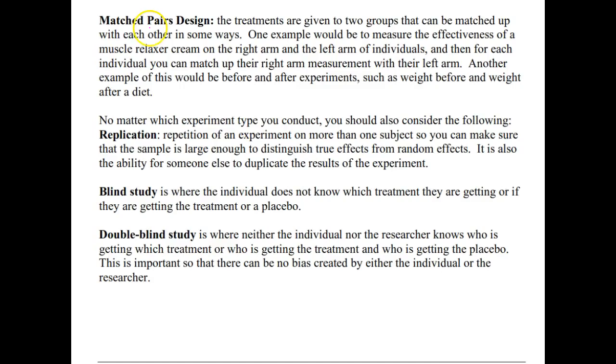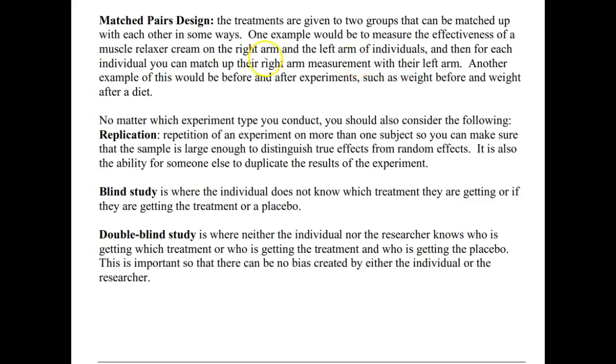Another type of experiment that we're going to talk about in this particular class is something called a matched pairs design. This is where the treatments are given to two groups that can be matched up with each other in some way. So one example would be to measure the effectiveness of a muscle relaxer cream on the right arm and the left arm of individuals.